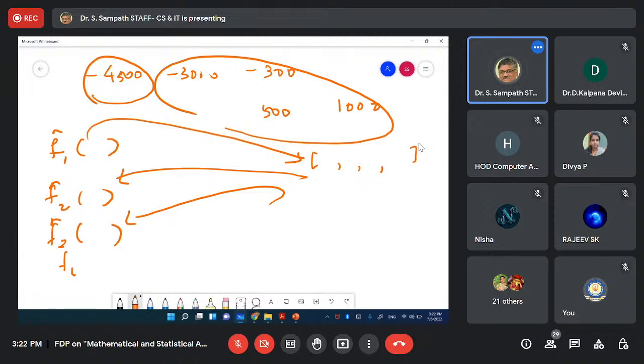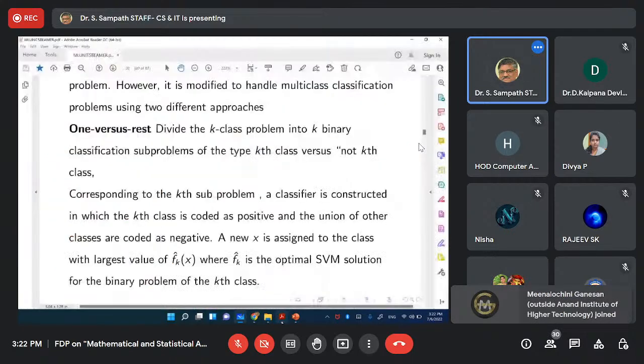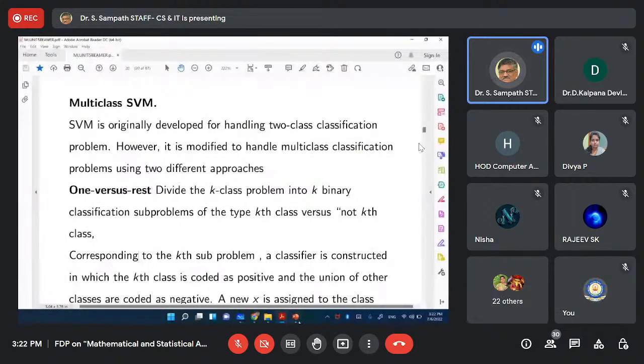Now you have to see among these 5 values, which value happens to be the maximum. Now we will be assigning that particular object into that particular class for which that hyperplane assumes the maximum value. Have you understood? Say yes or no. It may not be very clear. I will tell you why it will not be very clear.